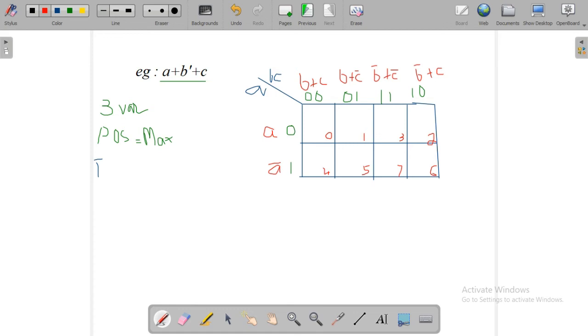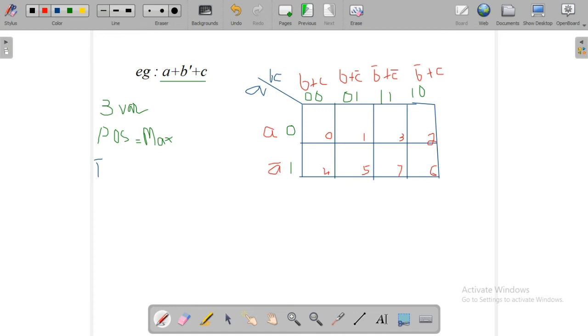That's why we have to write B plus C, B plus C dash, B dash plus C dash, B dash plus C. Now you understood how the values have to be written in the max terms. In the case of max term or POS form, one should be negated. That means for complemented values, the variable's value will be 1, then the complement of the variable has to be written.